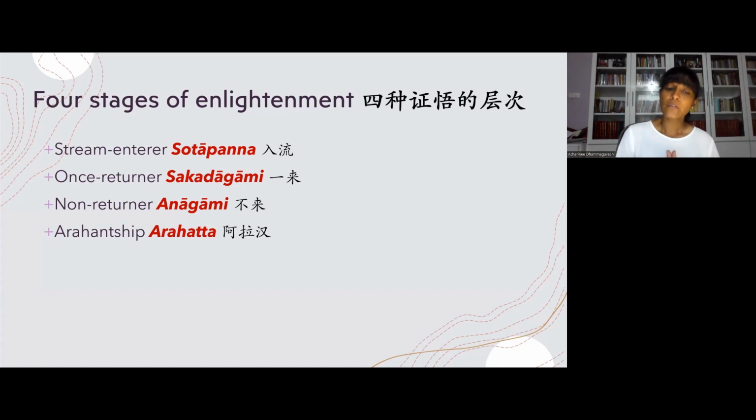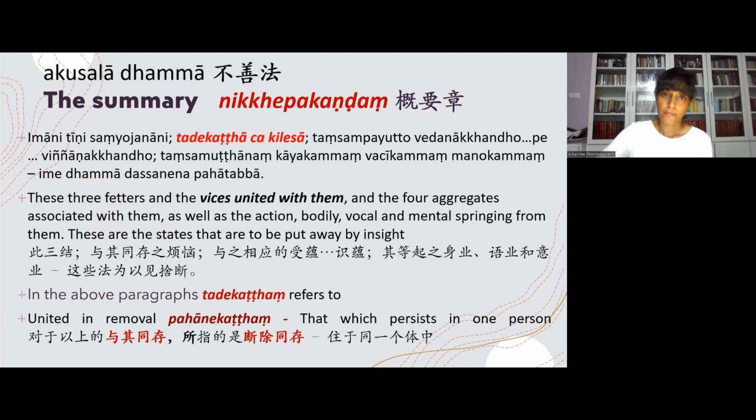So that is why when we talk about Pahanekatta, Aṭṭhakatha kilesa, in reference to these states, it is Pahanekatta because it's completely removed and it will not arise in the stream of consciousness of these individuals, which is why when you describe Pahanekatta, it says that it is in relation to a person. So here, again, it's given: Imani tini Sanyojanani Aṭṭhakatha kilesa. Tan sampayutto vedanakkhandho, sanyakkhandho, sankharakkhandho, vinyanakkhandho, tan samuṭṭhānaṃ kaya kammaṃ, vachi kammaṃ, mano kammaṃ, ime dhamma dassanena pahatabba. So this is how the term dassanena pahatabba dhamma is described.